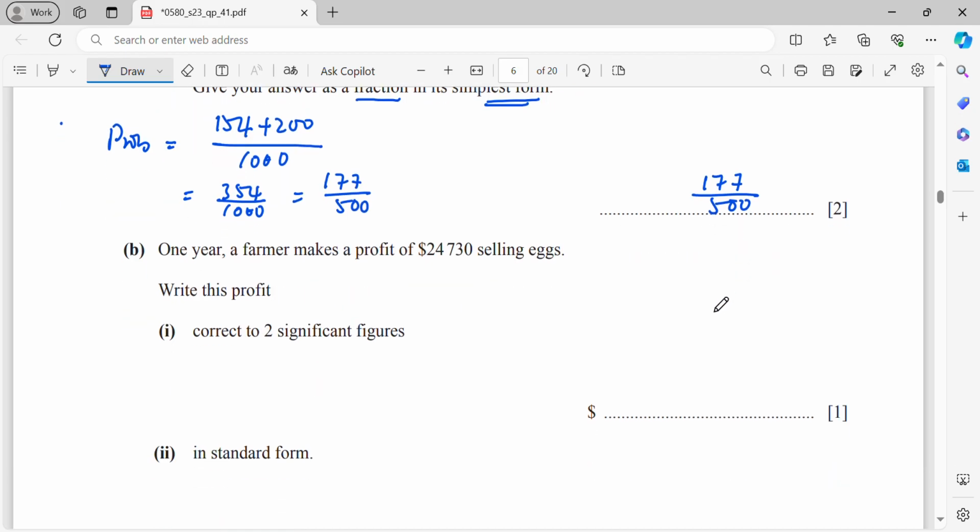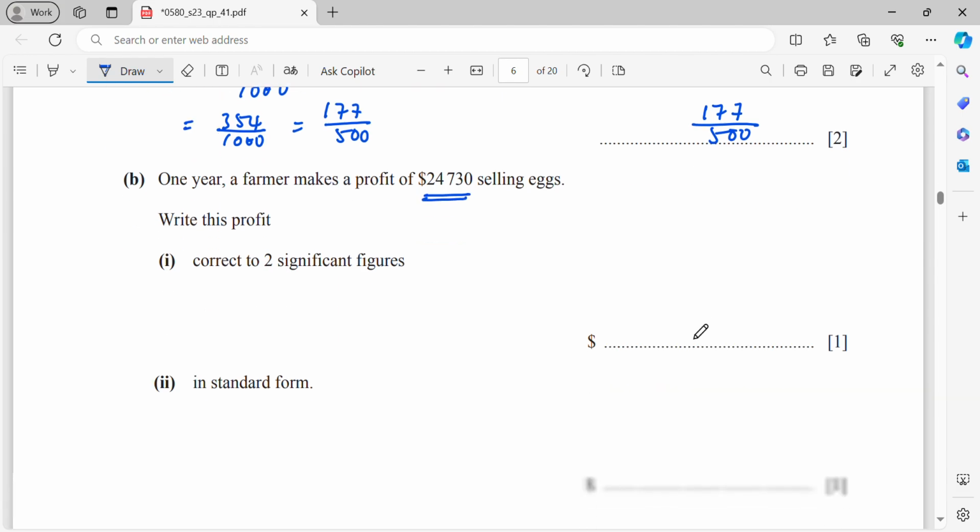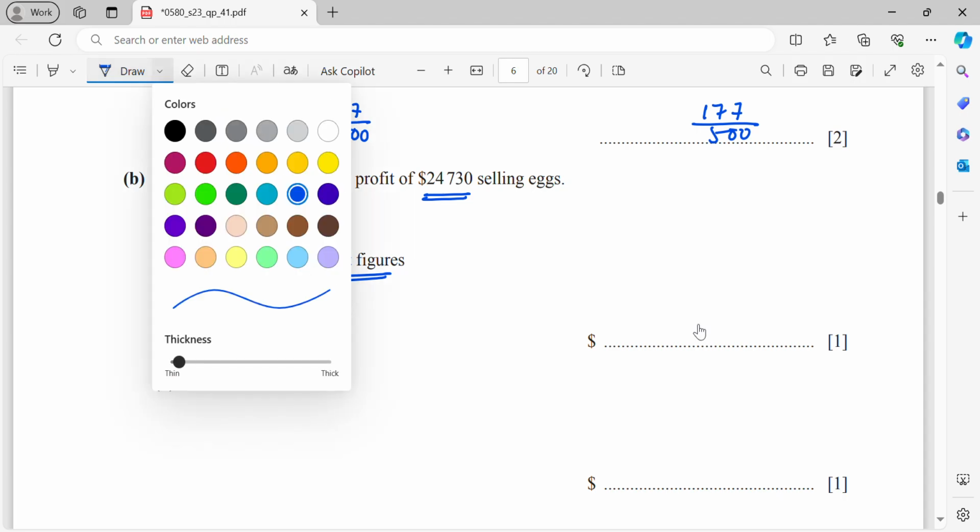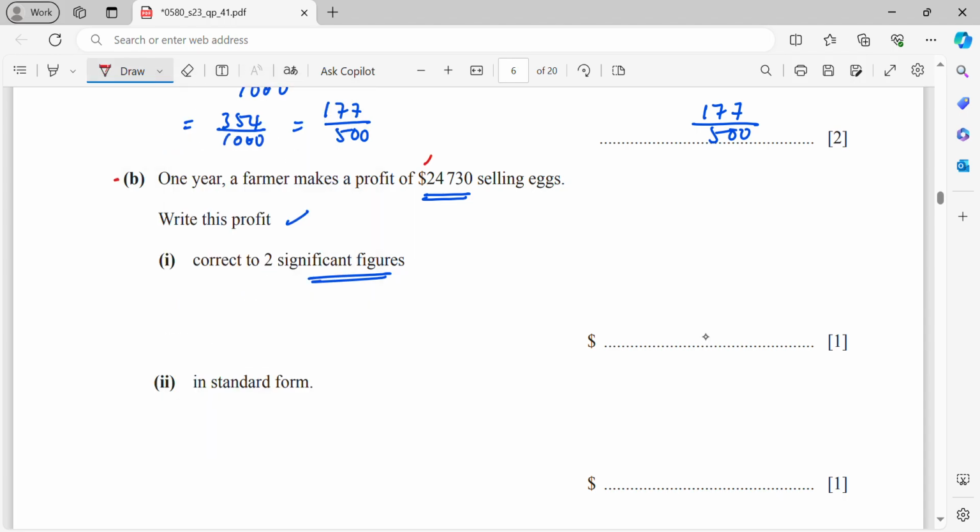Okay, B. One year a farmer makes a profit of $24,730 selling eggs. Write this profit correct to two significant figures. So when it says two significant figures, that means your answer will have just two digits that matter. You have to get these two values, and check the next number here.